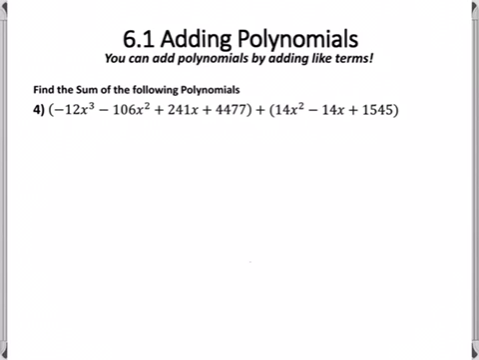Go ahead and try this one on your own, pause the video, and then when you're ready to check your answer, unpause the video. So if you did this one correctly, you should get negative 12x cubed minus 92x squared plus 227x plus 6022.